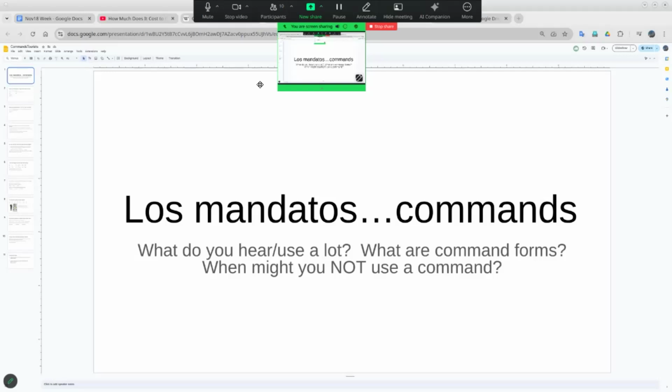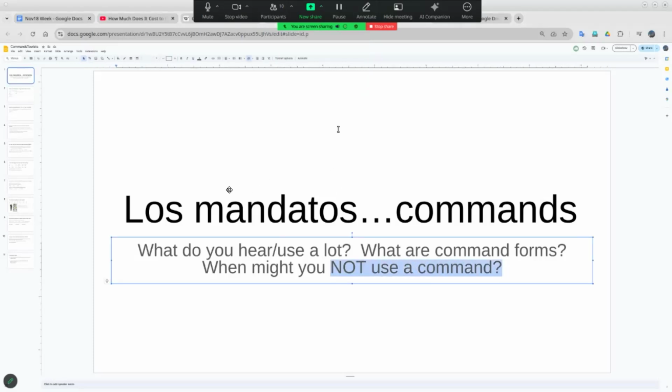Let's see here what happens with this idea of commands. What do you hear a lot? What do you use a lot? What are command forms? And when might you not use a command? This is kind of a cultural thing, para que sepan, so you know. And I think this last question is more of a Mexican thing, maybe, although I do hear people from other countries mentioning this as well.